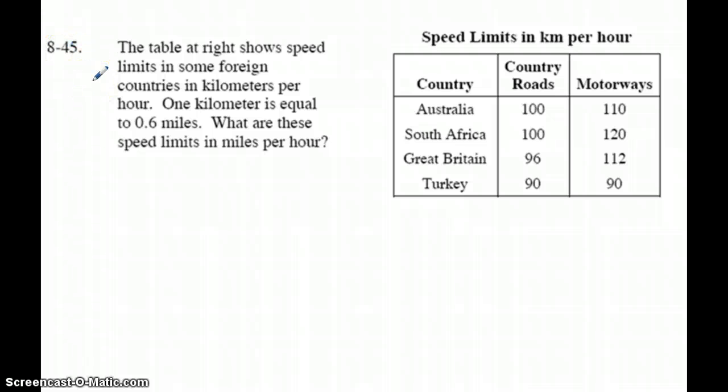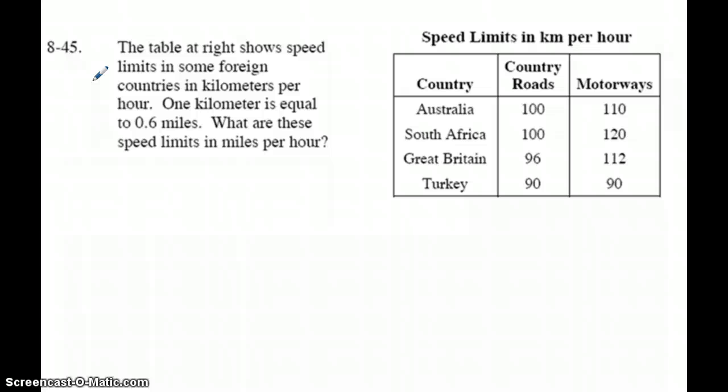The table at the right shows speed limits in foreign countries in kilometers per hour. Obviously, a lot of countries don't do miles per hour. That's customary or English system. They go by kilometers, and so they measure their speeds in kilometers per hour. That's what happens in Canada and in Mexico. Obviously, too, the two countries closest to us.